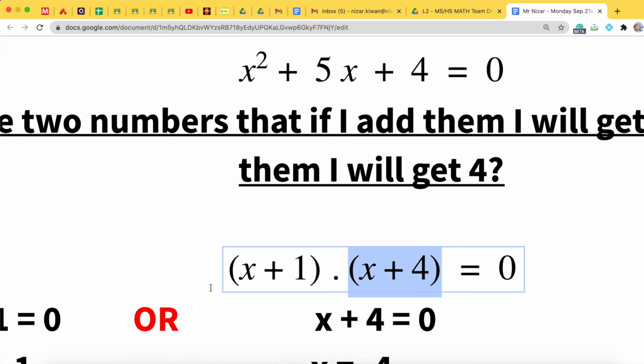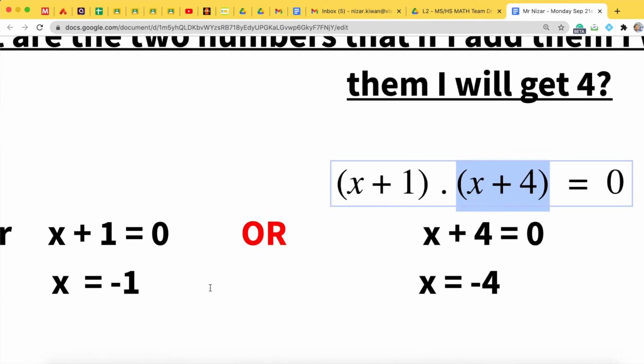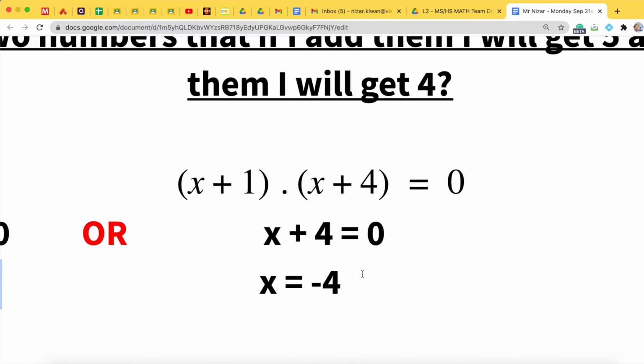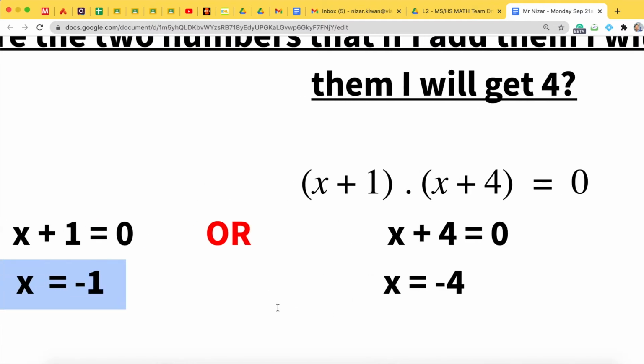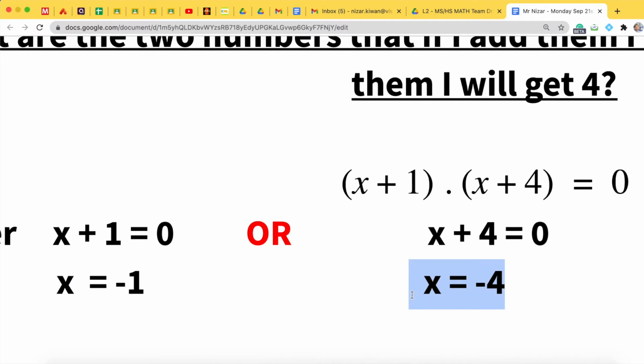So here you need to discuss both cases. You will write either x + 1 = 0, so when you move 1 to the other side you will get x = negative 1, or the second bracket is 0, x + 4 = 0, so x equals negative 4. So here are the two roots or the two solutions.